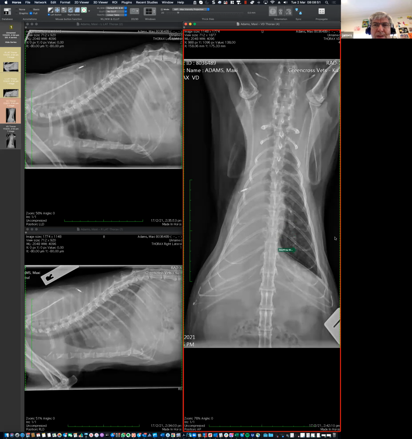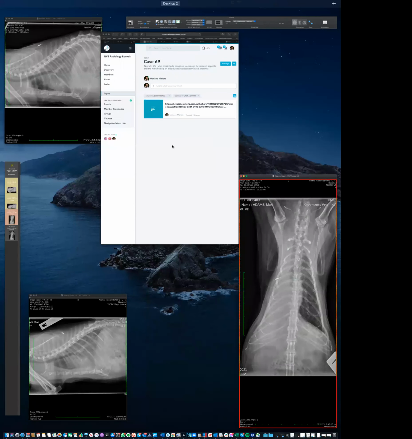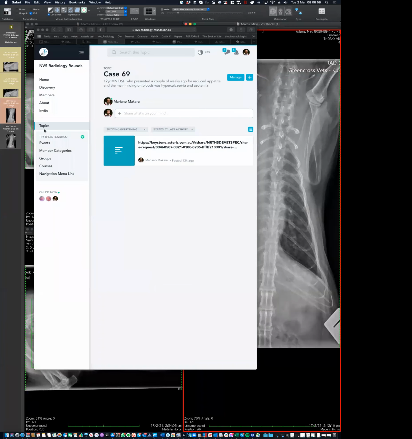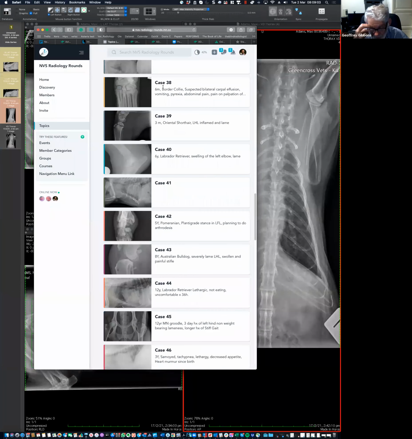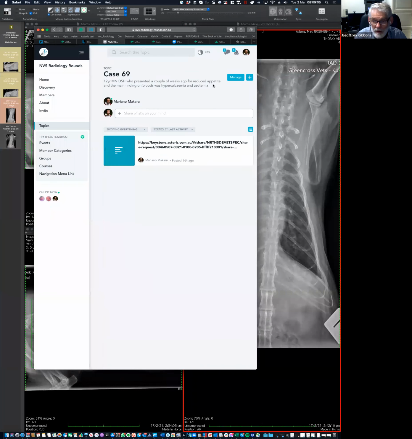Mariano, what was the age and breed again? Domestic short hair, 12 years old. Okay, here we go. Hypercalcaemia and azotaemia.